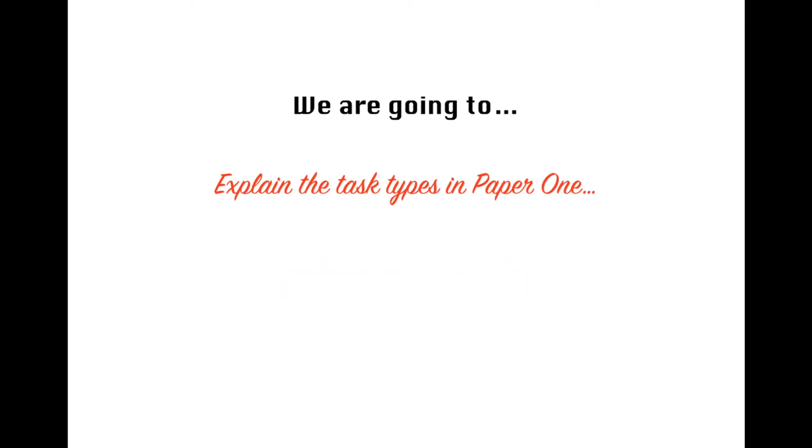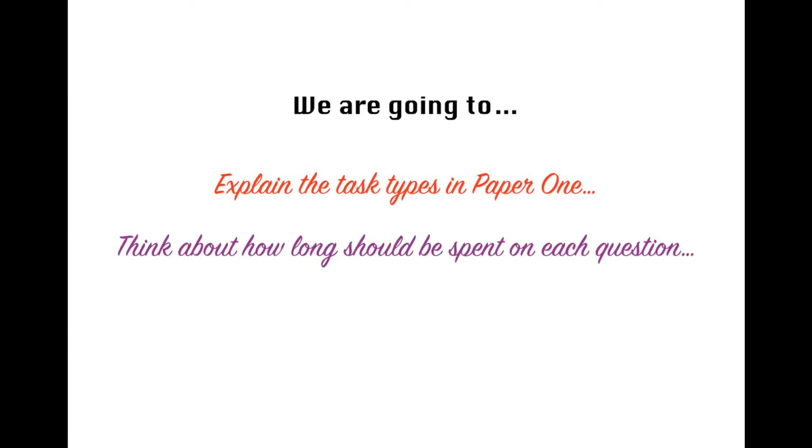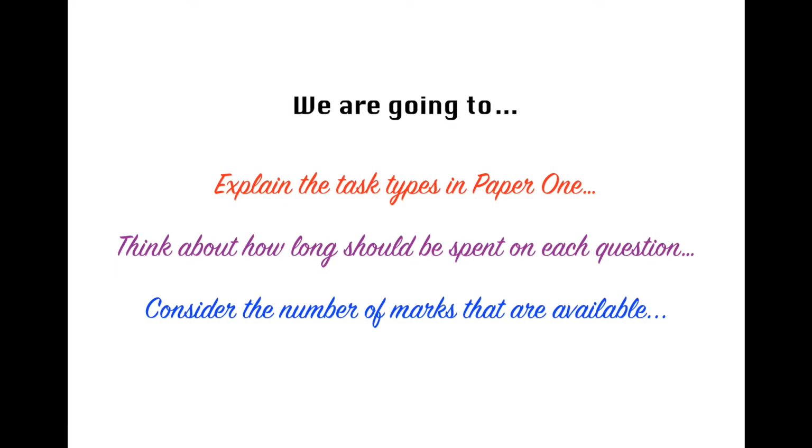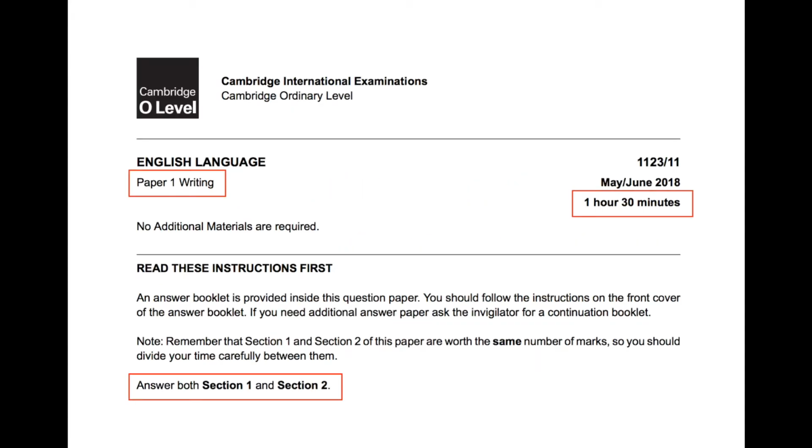First of all, we're going to explain the task types that you can find in Paper 1. We will also think about how long should be spent on each question. And finally, we will consider the number of marks that are available for the whole paper and also for each section. So if you look at this screenshot, it is the front page of the May-June 2018 English O-Level exam.